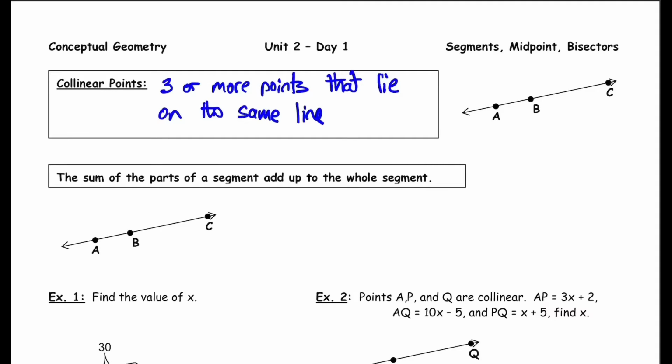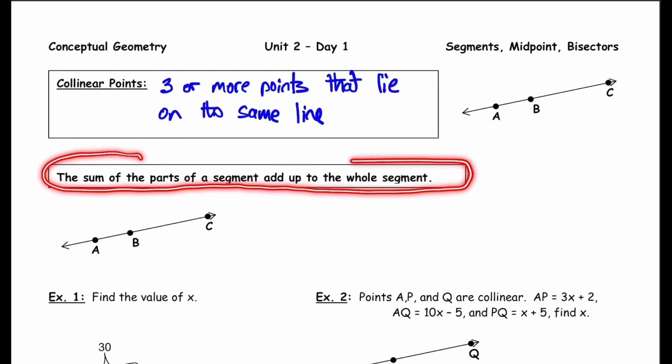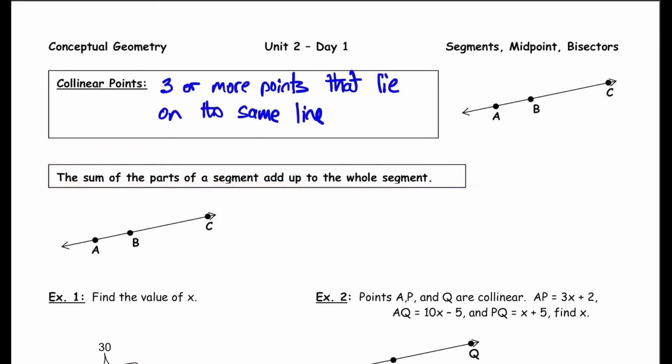All right, so as you can see by our illustration on the right, points A, B, and C are collinear because they lie on this straight line. Now we're going to use that to come up with a theorem. It says the sum of the parts of a segment add up to the whole segment. You might remember from the last unit we had a theorem that said the sum of the parts of an angle add up to the whole angle. This is the same thing except we're talking about a segment.